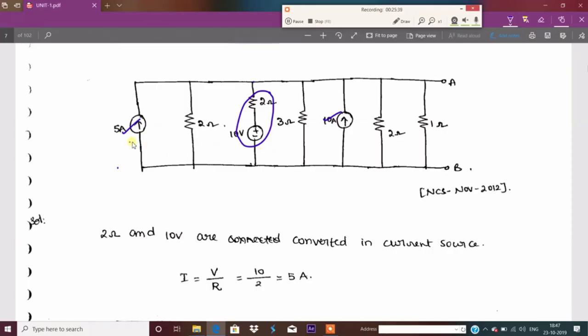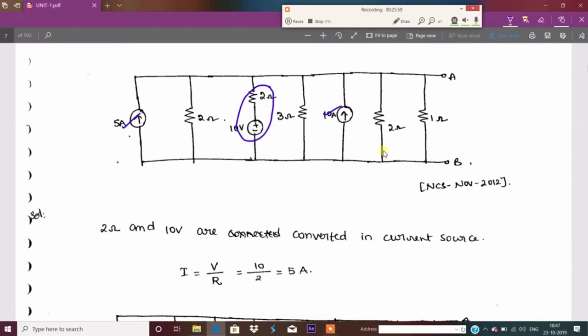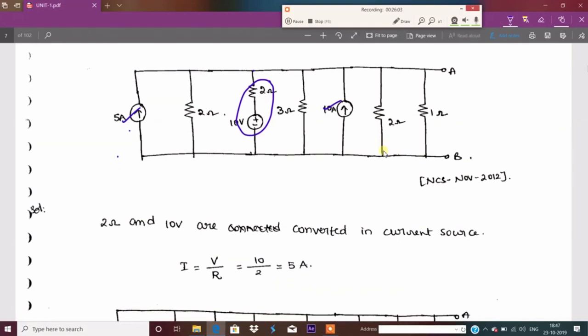Otherwise, if you convert to a voltage source, of course you will get the solution, but it is going to be complicated. So while you are doing the problem, keep in mind whether to convert voltage to current or current to voltage source. First decide based on the circuit diagram, not blindly convert as you require.